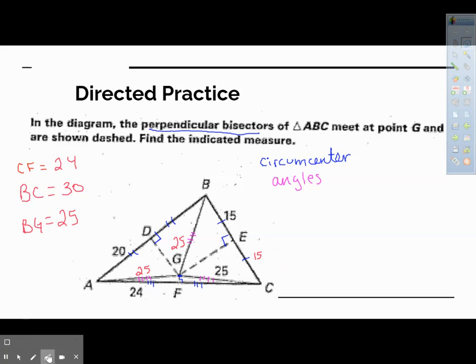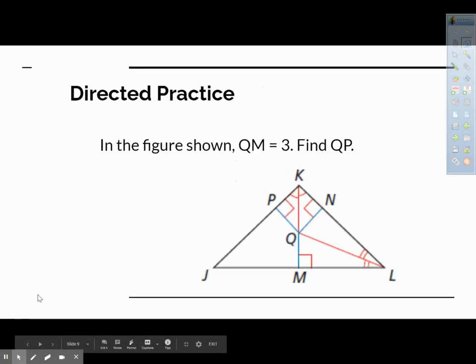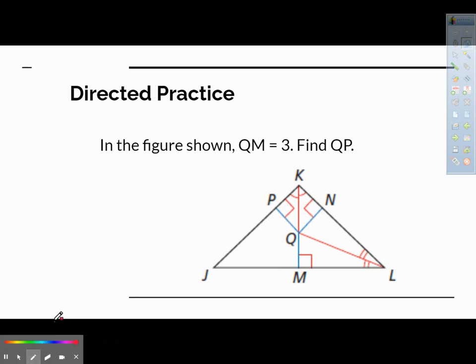All right, let's try another one. In the figure shown, QM is 3, and we need to find QP. So QM is 3, so that's this one here. In order to do this, we need to figure out if this is the incenter or circumcenter. So which one do you think it is?